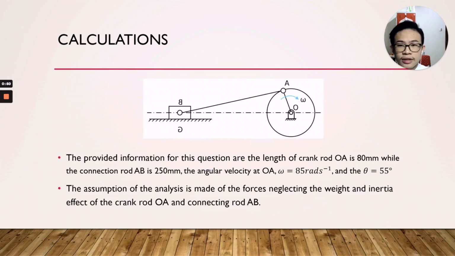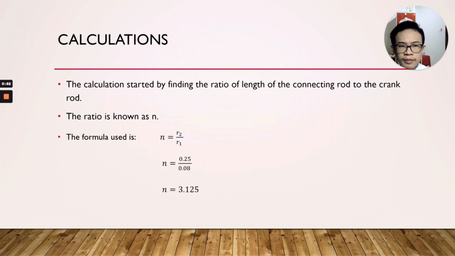So moving on to the next slide. Before we start the calculations, we must first determine the ratio of the length of the connecting rod AB to the length of the crank rod OA. The ratio is known as N. The formula used is N equals R2, which is the length of the connecting rod AB, over R1, which is the length of the crank rod OA. So it will be 0.25 over 0.08, and we'll get the ratio equal to 3.125.